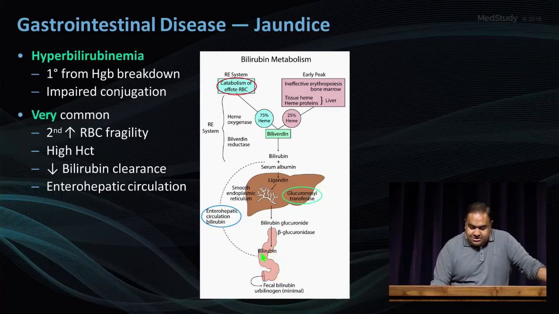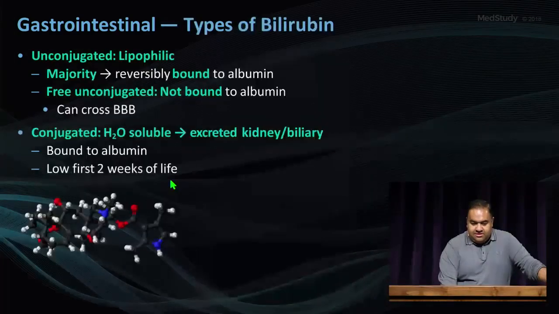That then gets deconjugated by beta-glucuronidase and reabsorbed, and that reabsorption is the enterohepatic circulation. When bacteria from the small and large intestine hit this area, they reduce it to urobilinogen, which is then excreted in the stool. That's the metabolism of bilirubin. So it's really secondary to increased RBC fragility, high hematocrit count, decreased clearance, and enterohepatic circulation.